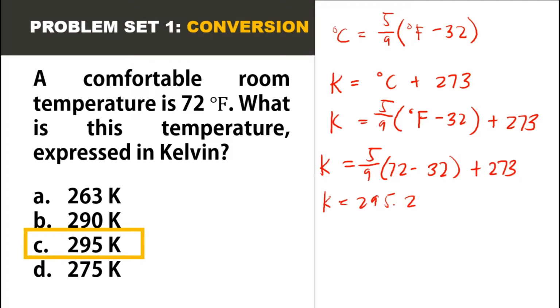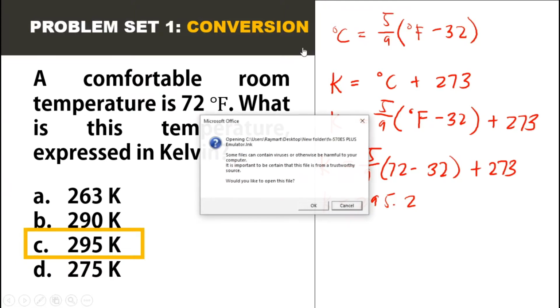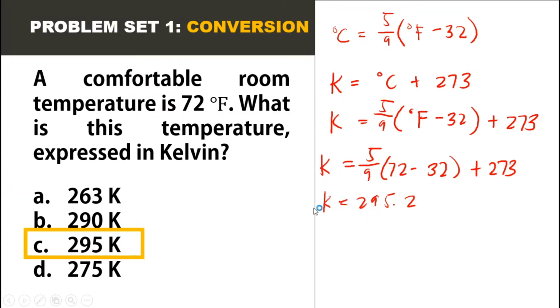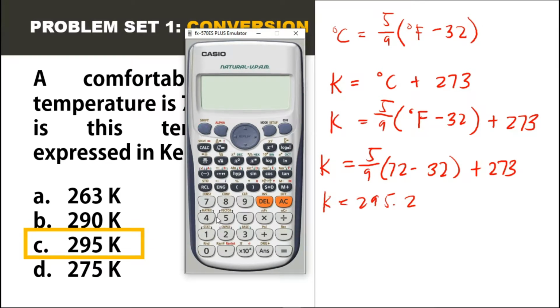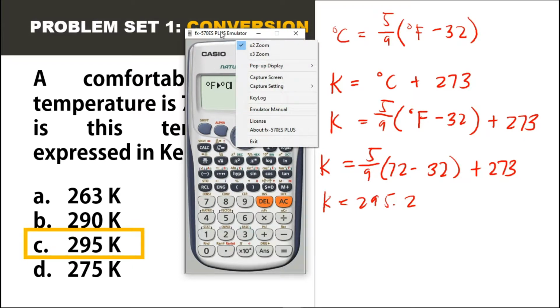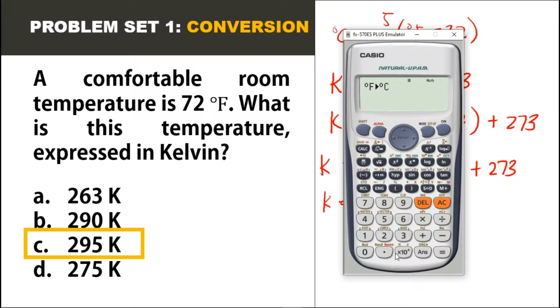We can also use our calculator technique for this. Using shift convert, press shift, then convert, 8, then 37, that is degrees Fahrenheit to degrees Celsius. So you have here 72 degrees Fahrenheit, and that gives degrees Celsius. Then you add 273 in order to convert that to Kelvin. So you get the same answer.